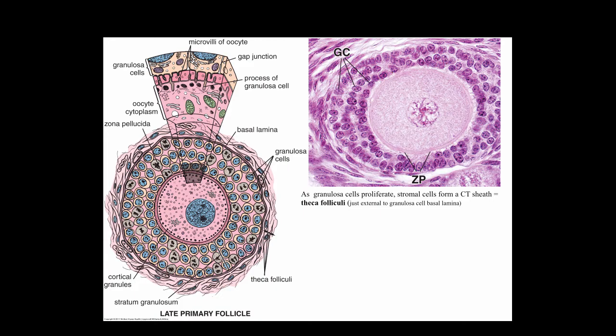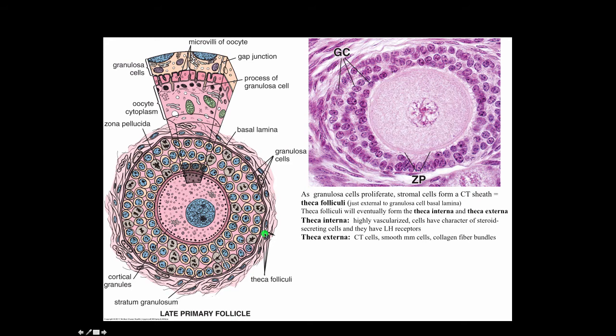Here's a later stage primary follicle. As the granulosa cells are proliferating in these later stage primary follicles, the stromal cells are going to begin to form a connective tissue sheath, which is going to be called the theca folliculi, and that's just external to the granulosa cell basal lamina. So here would be the basal lamina in the diagram of the granulosa cells, and this would be the theca folliculi.